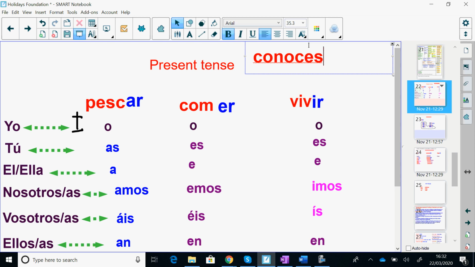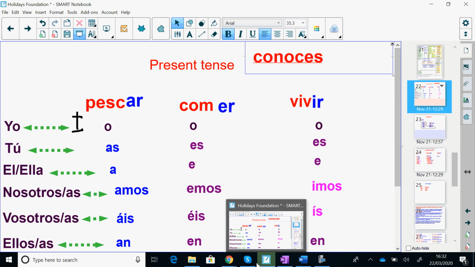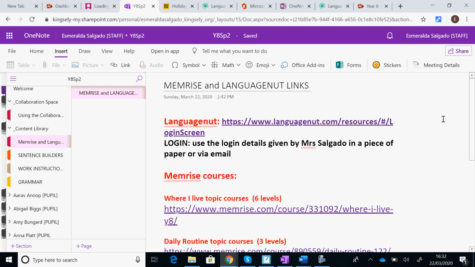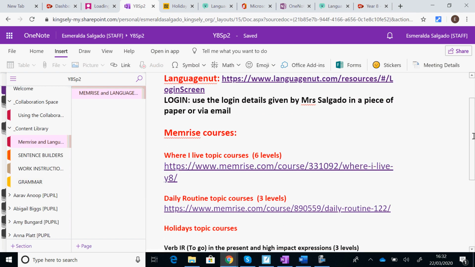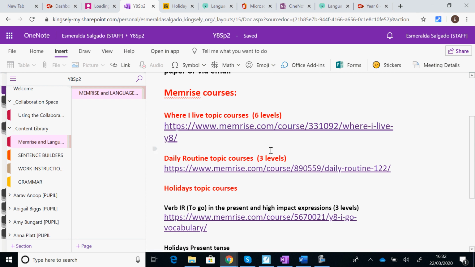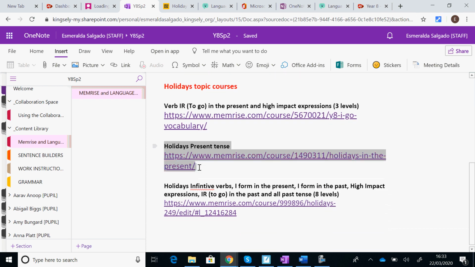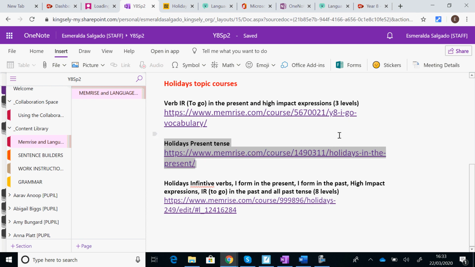What you're going to do now is probably to look at this again. You may want to take your own notes in flashcards. That would be really useful, or OneNote. And then once you look at the video, you understand the present tense, you are going to go to your OneNote and you're going to the content library, memorize, and you're going to practice all these. You're going to do here, holidays, present tense. That's the one you need to do. So you're going to go to that course.